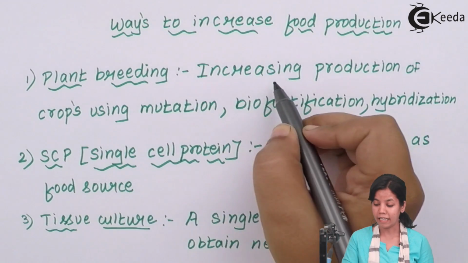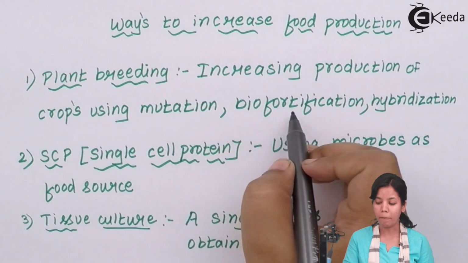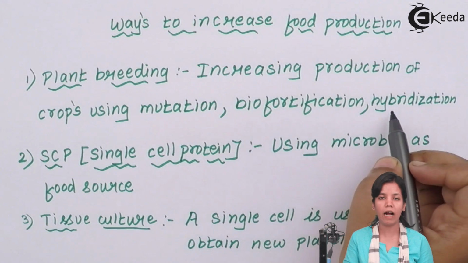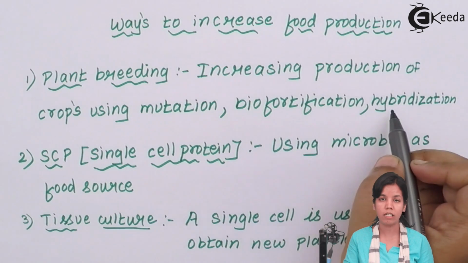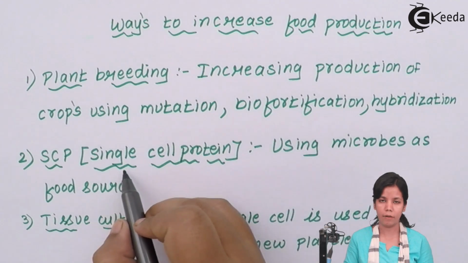Plant breeding: increasing production of crops using mutation, biofortification, and hybridization. When I say mutation, it means altering the gene, adding a chromosome, or removing a chromosome. Biofortification means increasing the nutritional content, and hybridization is nothing but using better varieties of crops. The next method was SCP or single cell protein.